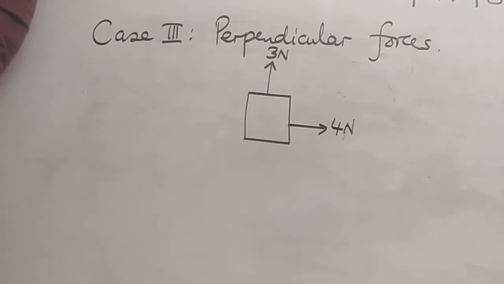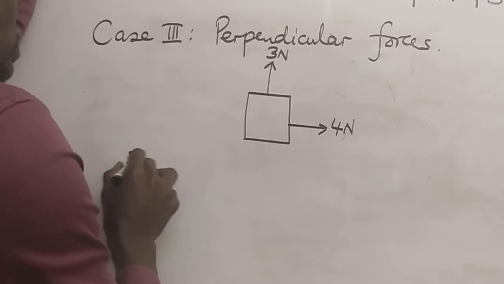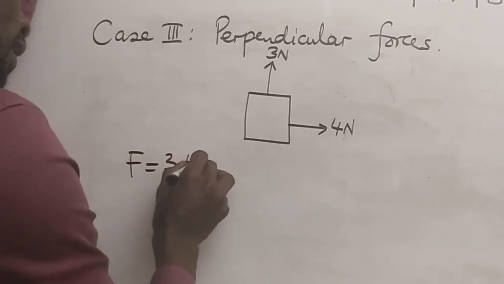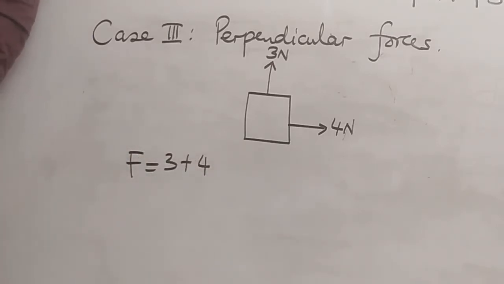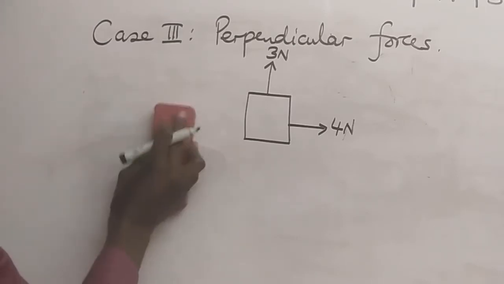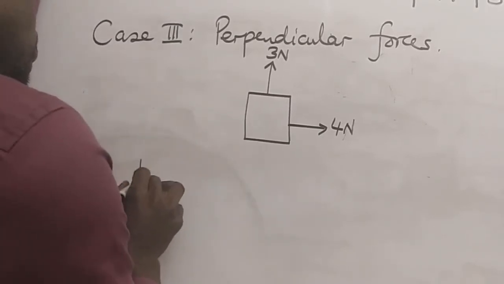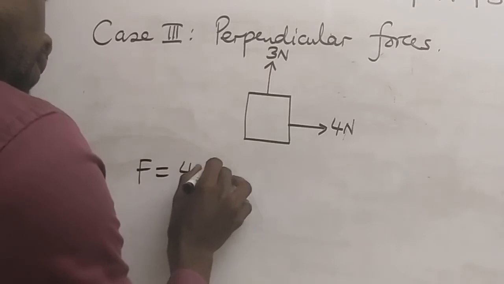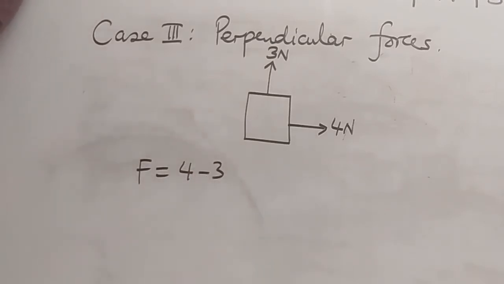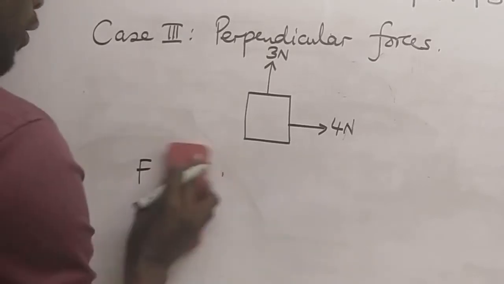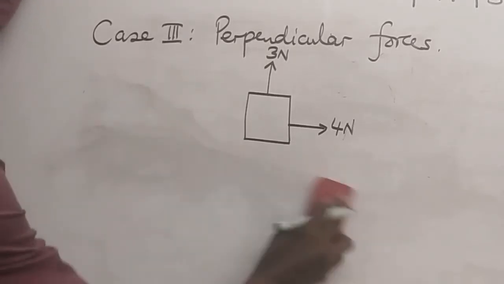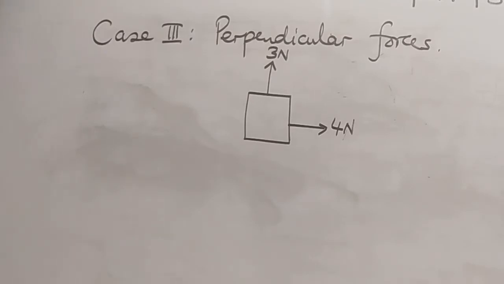Now someone may decide to say that the resultant force F equals 3 plus 4. That is wrong, because they are not acting in the same direction. Now someone will say they are acting in different directions, so let me subtract. Resultant force F equals 4 minus 3. That is also wrong. So what do we do? Now here we are going to bring in the idea of Pythagoras theorem.